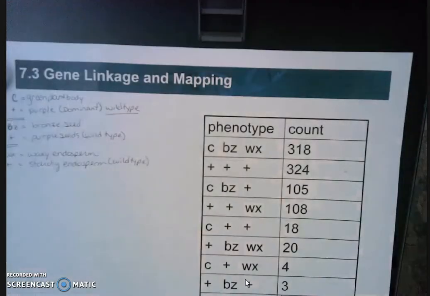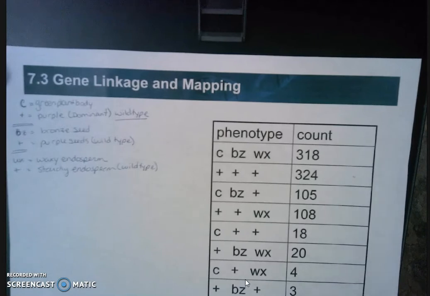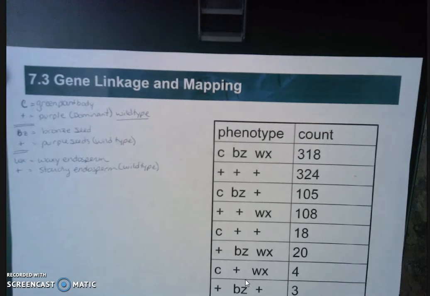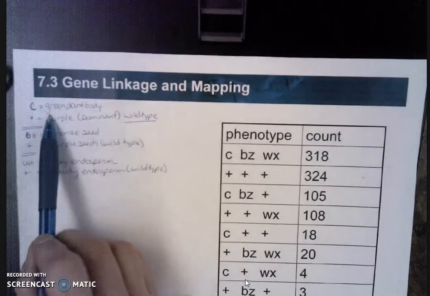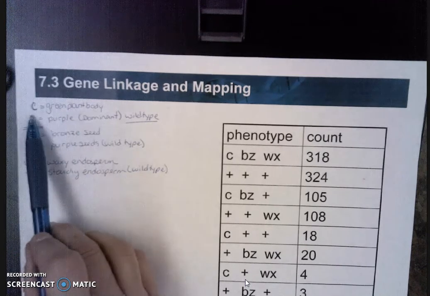Okay, so now we're going to take it a little bit further. How do I get those frequencies? We're going to do a little example here, and we are going to work with 3 different genes. On these genes, we're going to see that a green plant body is denoted with the letter C.